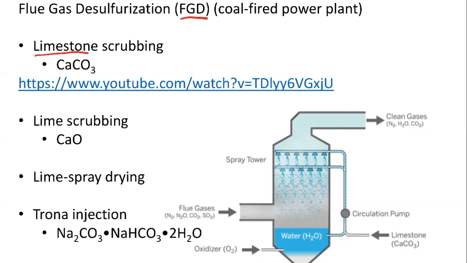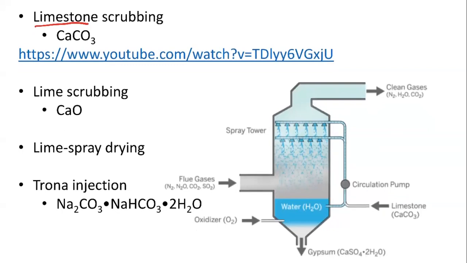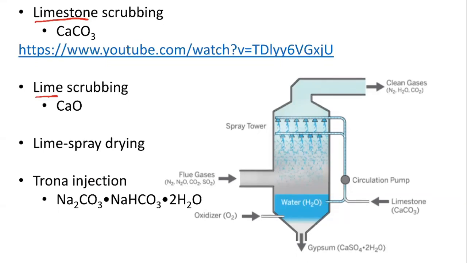and then use them to deal with the sulfur dioxide. And then there's also a system called the lime scrubbing. So instead of using the limestone, we change the reactants to lime, which is mainly composed of the calcium oxide, right? And then we can also use the lime spray drying. So this is more dependent on how we introduce these reactants into the system. And then we can also have the trona injection or the lime injection.